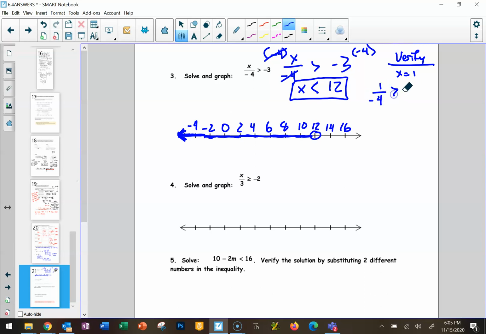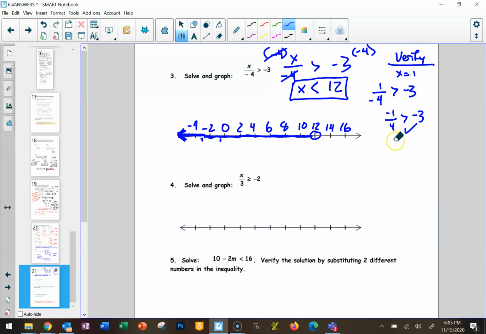Is that indeed greater than -3? Well, this is the same as -1 over 4. You could just bring the negative sign to the top. So let's look at our number line and decide, is -1/4 greater than -3? Well, -3 would be right about here, and -1/4, that's less than -1, right? So -3 would be here, and -1/4 would be right about there. And we know that anything on the right side is going to be greater than the number on the left side. So that does check out.